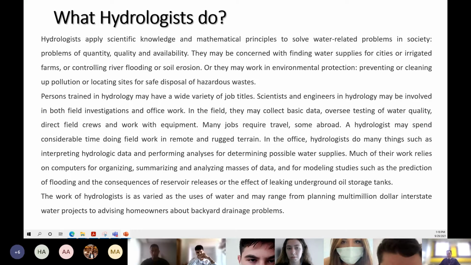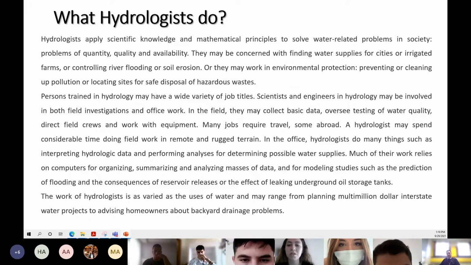Ceren, please continue with the second paragraph. Persons trained in hydrology may have a wide variety of job titles. Scientists and engineers in hydrology may be involved in both field investigations and office work. In the field, they may collect basic data, oversee testing of water quality, direct field crews, and work with equipment. Many jobs require travel, some abroad. A hydrologist may spend considerable time doing fieldwork in remote and rugged terrain.